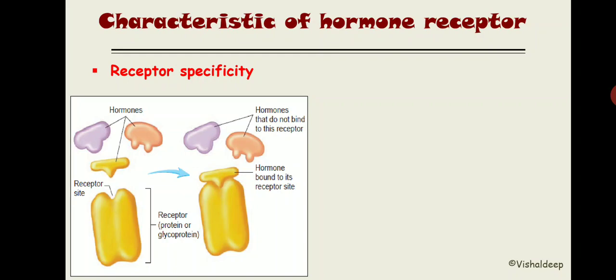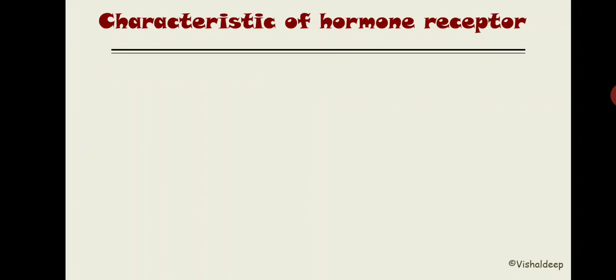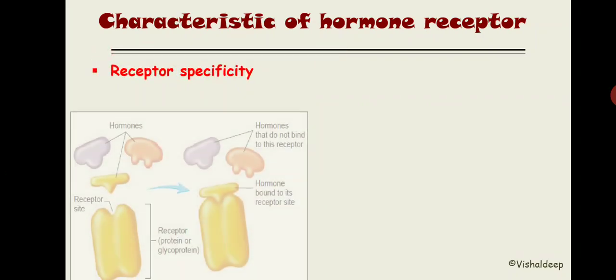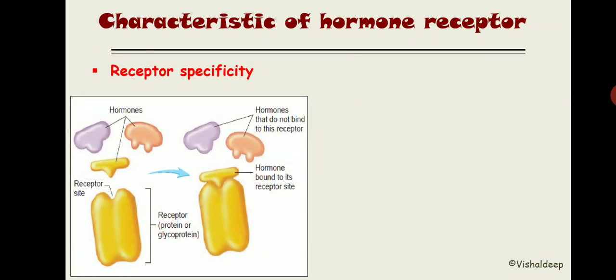So the moral of this receptor specificity is that hormones are flowing in the blood all over the body, yet each hormone has a very specific target tissue for its action. So a hormone cannot work in each and every tissue. They have a very specific receptor for the targeted tissue in which they work. So this is a very important aspect of receptor specificity.